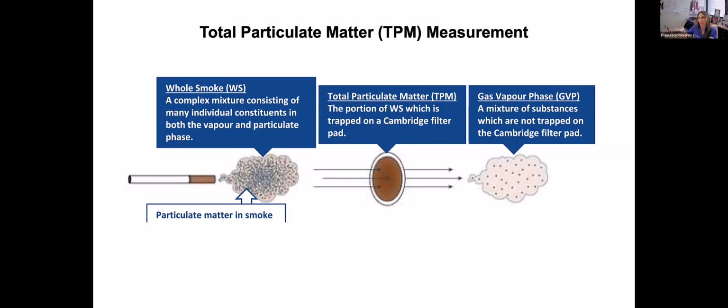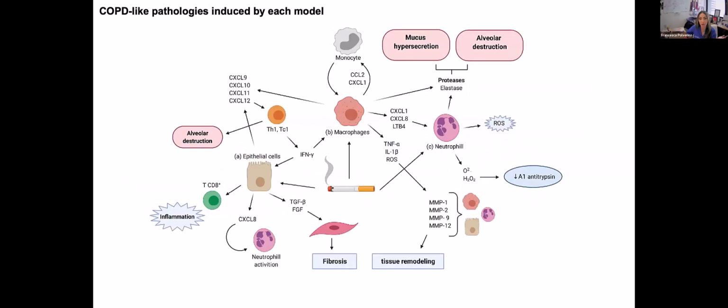You have to be consistent with the number, because if the number is too high, the mice might seizure and might die. If the number is too low, you might have no pathologies. This is the last slide. The COPD-like pathologies induced by each model. So Uma already talked about that.